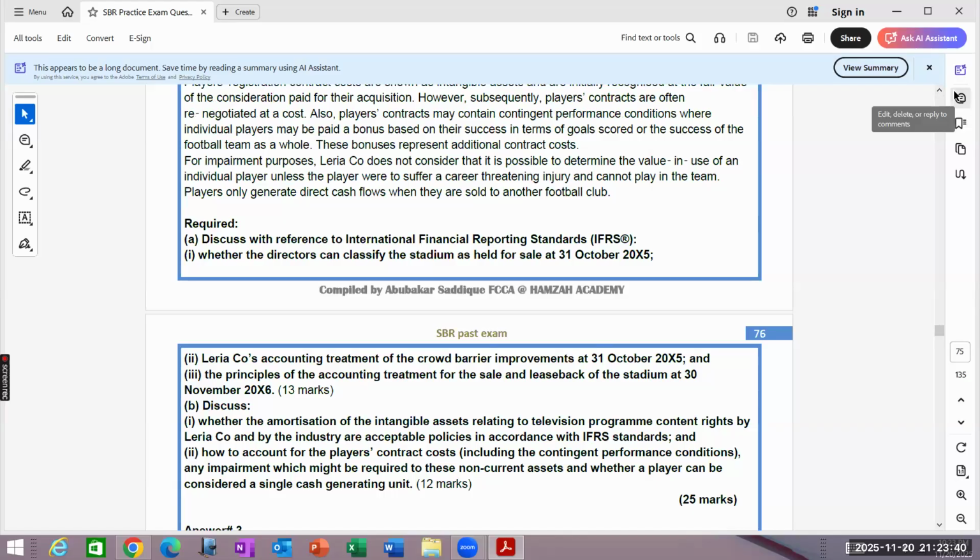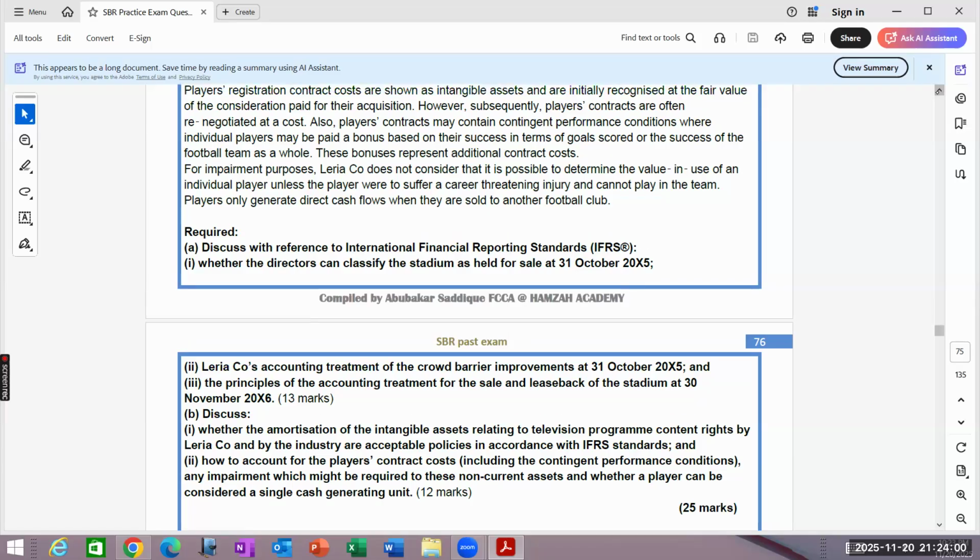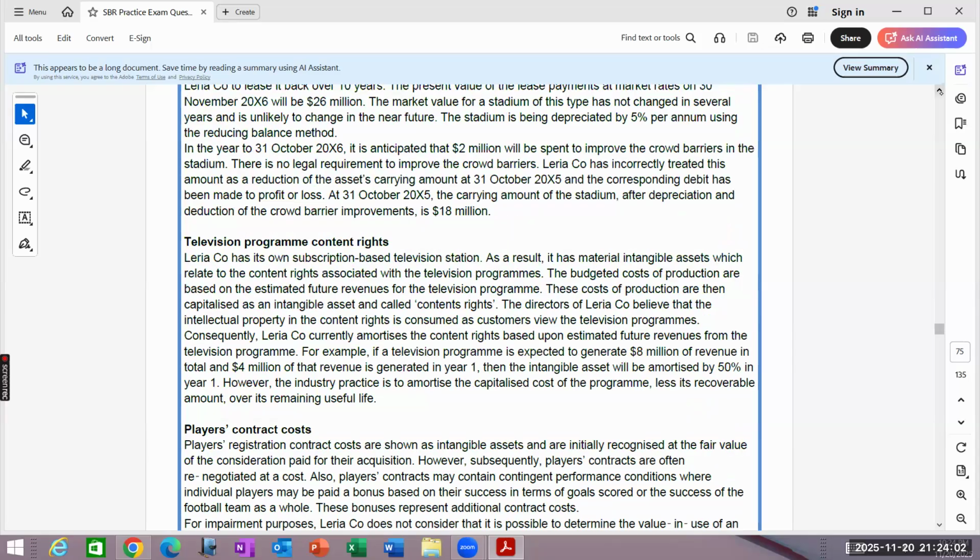Now in part B, the requirement is whether the amortization of the intangible asset related to television program content rights by the media company and by the industry are acceptable policies in accordance with IFRS standards. Now, this is the exhibit. Kindly read it.